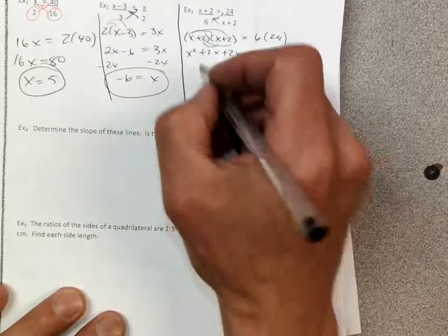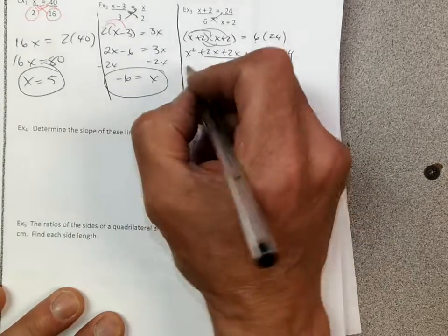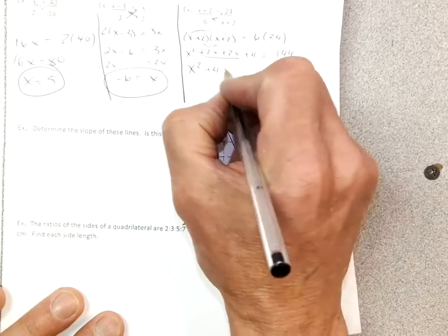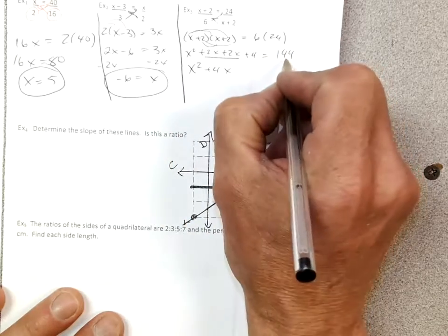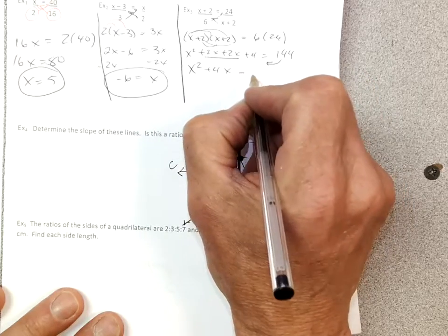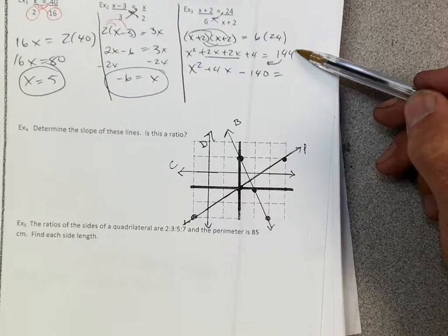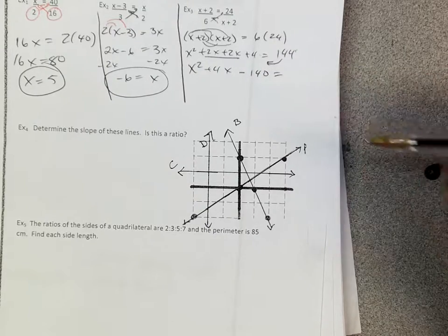So then let's combine those two, because I can. x squared plus 4x plus, and let's bring the 144 over. Subtract the 144. So I get minus 140. If I subtract 144 from 4, I get negative 140. Okay.